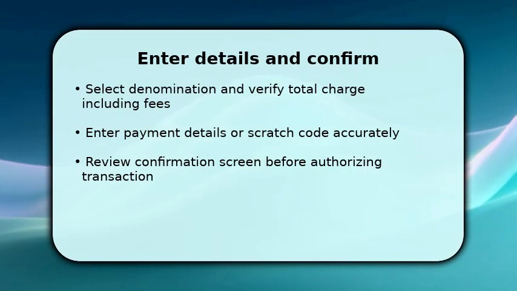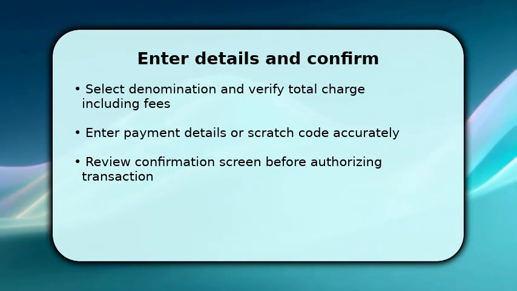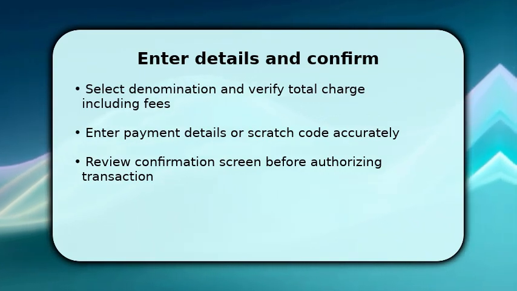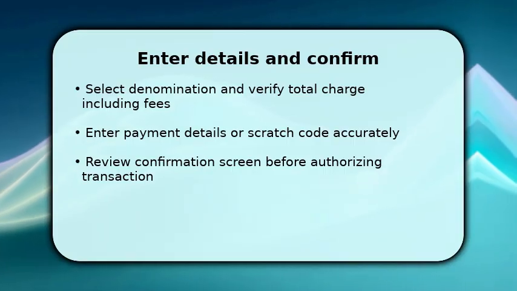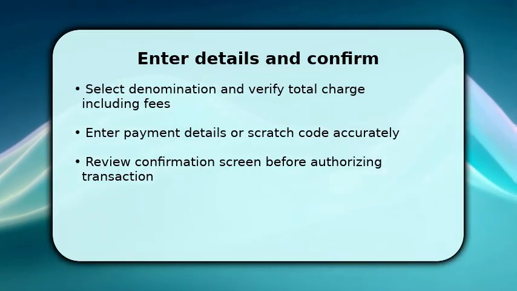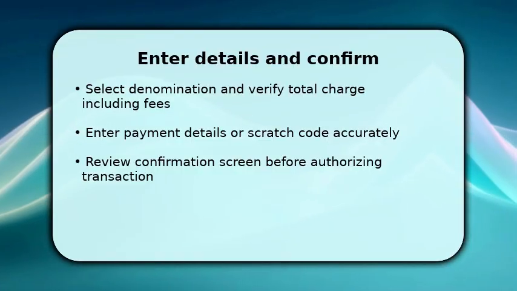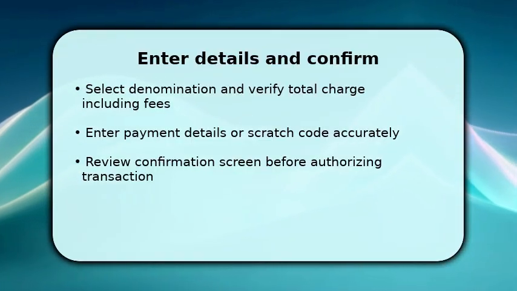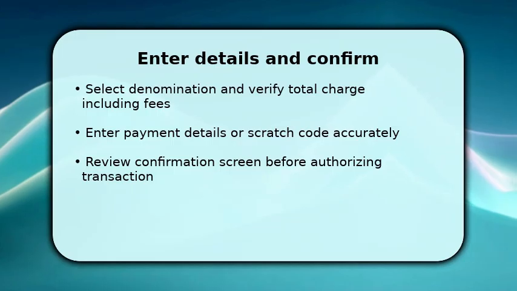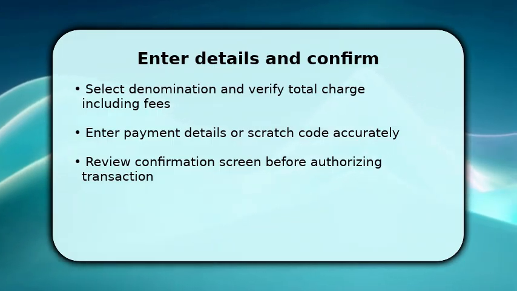Now you select the reload amount and check the total with any service fees. This matters because small fees can change the final credit. Next, input your payment card details or scratch card code exactly as shown, and when using apps, confirm the phone number autofilled matches your SIM. Once you review the confirmation screen, authorize the payment.